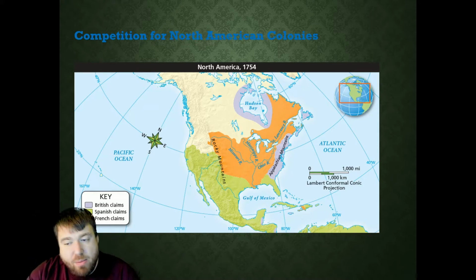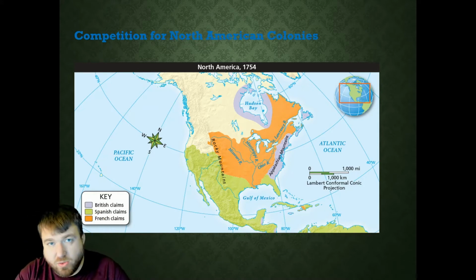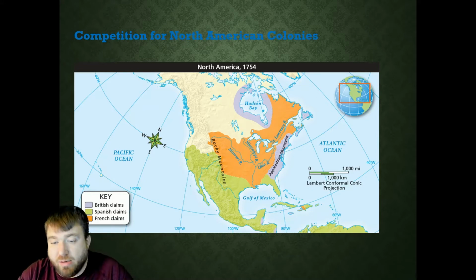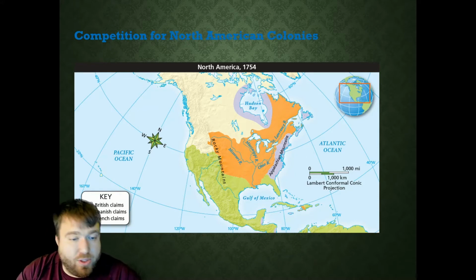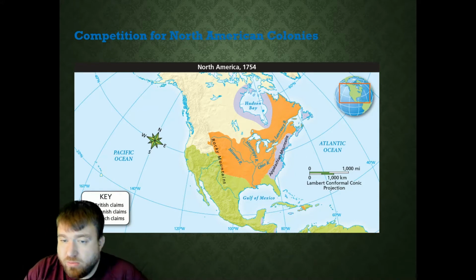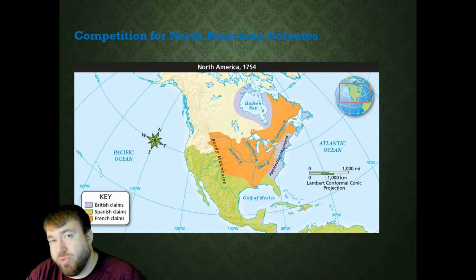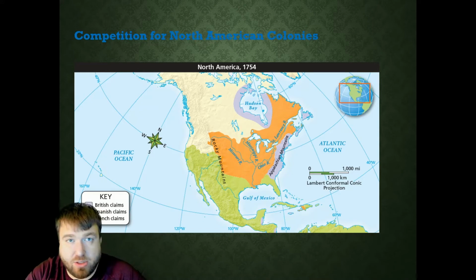Now, if this map went down further and showed more of South America, you would see more green territory down there. But for now, what we are worried about is just what is going to become, as we know it today, the United States. So, we see that while France controls more territory, it's actually the British territory that is more valuable because of its access to the ocean.